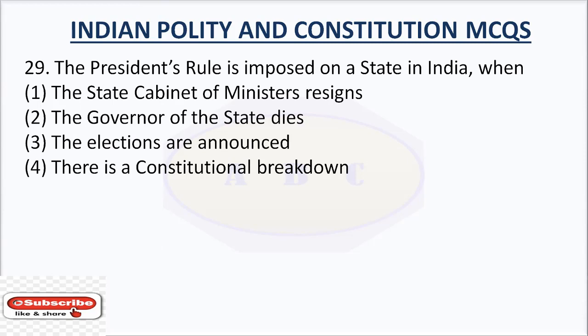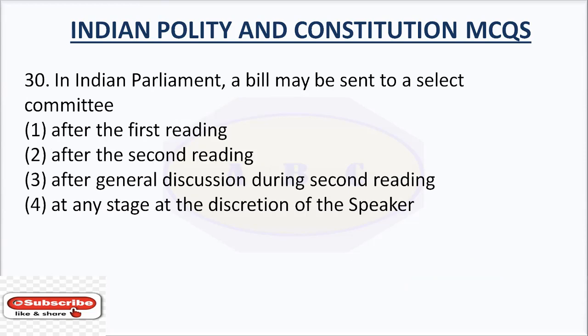Question number 29. The President's rule is imposed on a state in India when option number 1, the state cabinet of ministers resigns. Option number 2, the governor of the state dies. Option number 3, the elections are announced. Option number 4, there is a constitutional breakdown. The right answer is there is a constitutional breakdown.